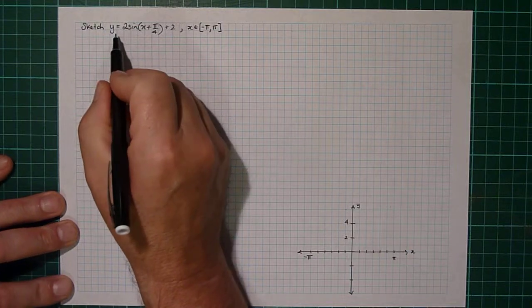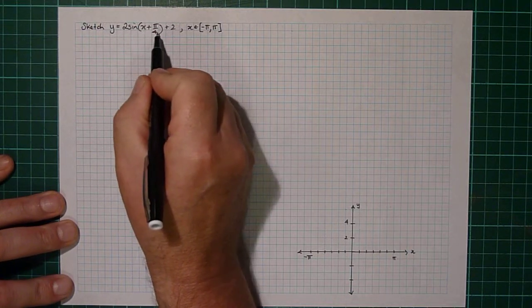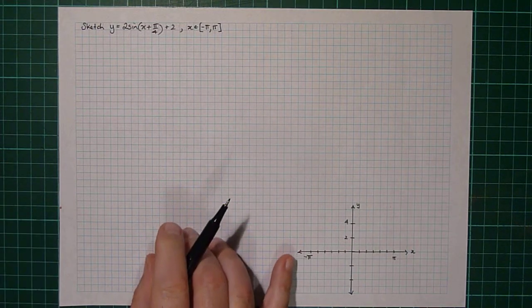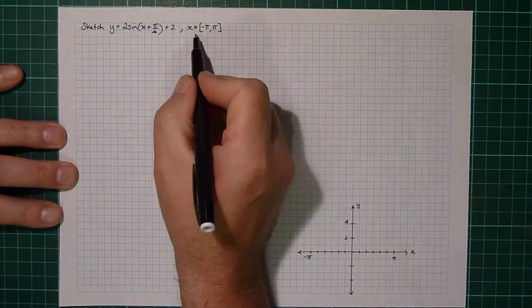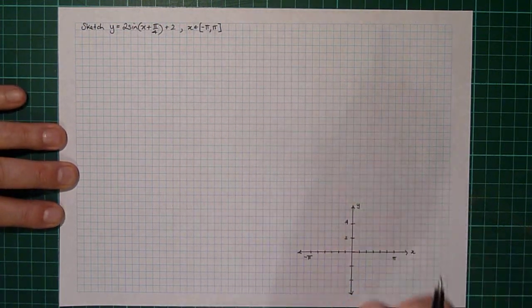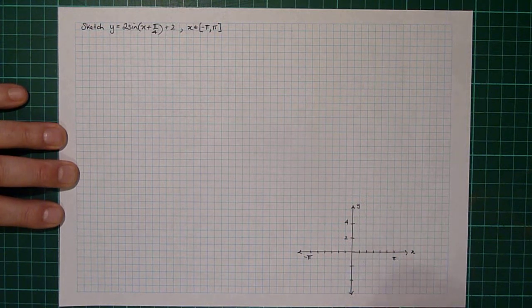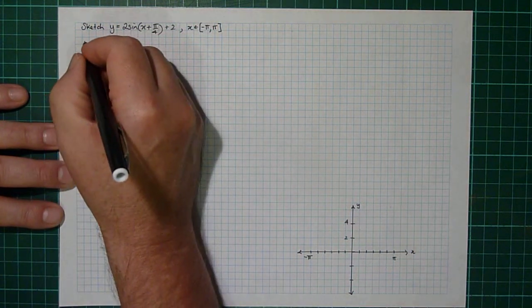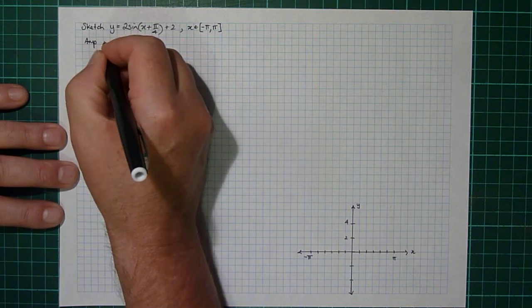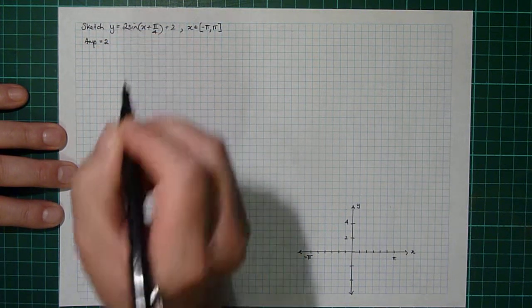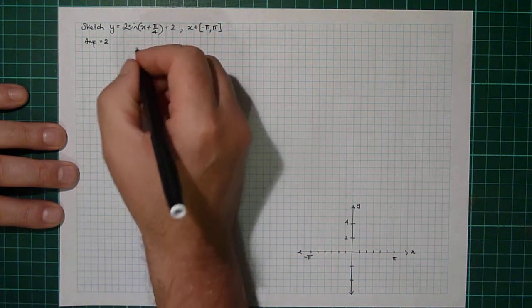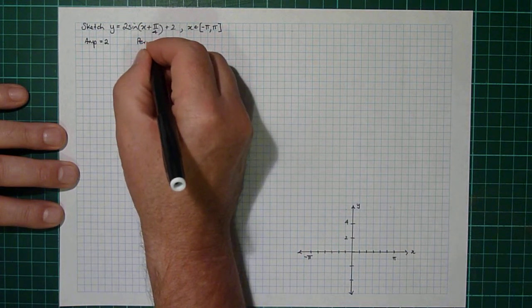We are trying to sketch y equals 2 sine(x + π/4) + 2, where x is in the domain minus π to π. I've started sketching a little set of axes here, but we'll start with the amplitude. So the amplitude equals 2. We can see that straight away. We can also work out the period.